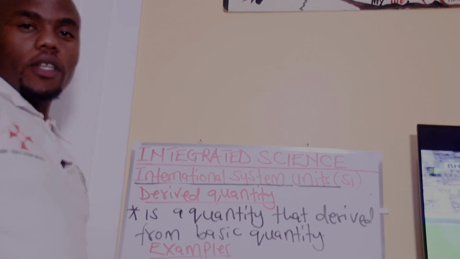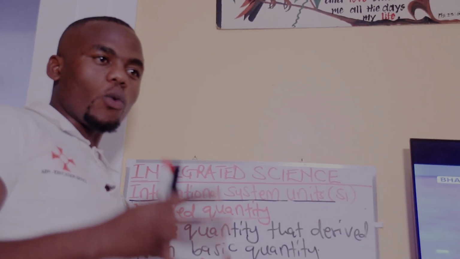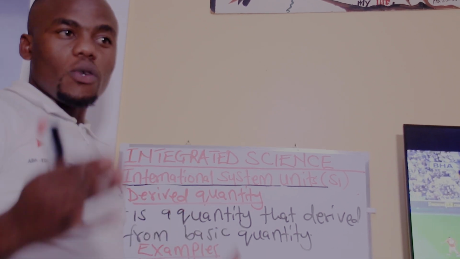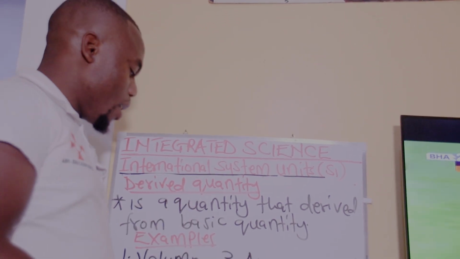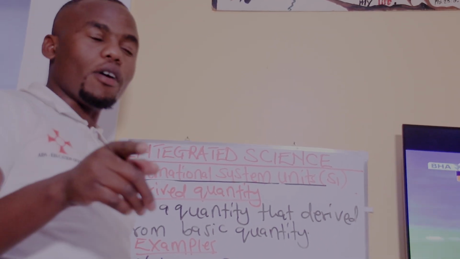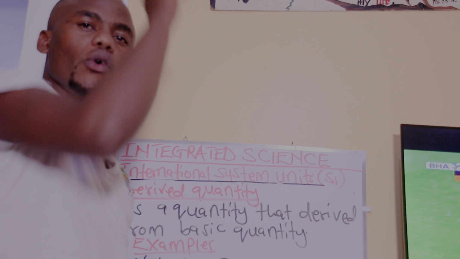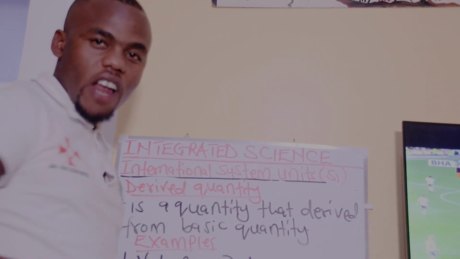Up to that point, now we start looking at each and every quantity and its SI unit and how to find that quantity. I beg to end there for today, but in our next lesson we'll be discussing the SI unit of all the basic quantities and the SI unit of all the derived quantities.